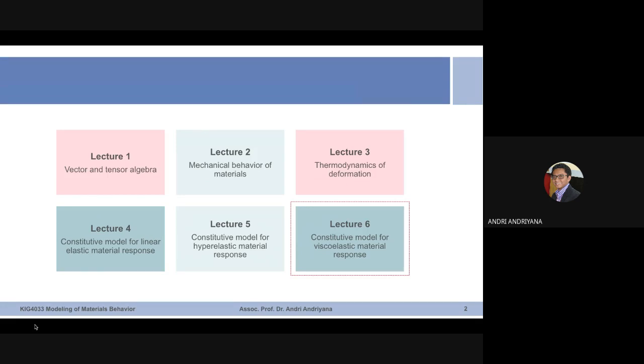If we look at the list of lectures in this class, we have done lecture 1 all the way until lecture 5. Today we are going to discuss lecture 6. Again, lecture 6 will not be included in the final exam. Your final exam will only focus on lecture 1 all the way until lecture 5.